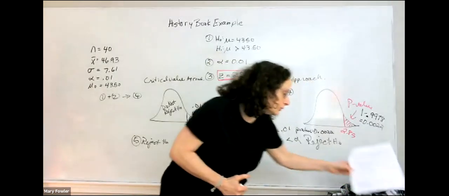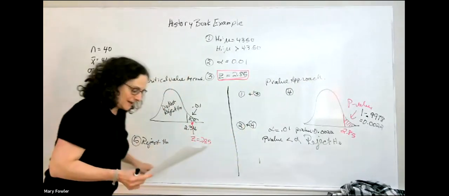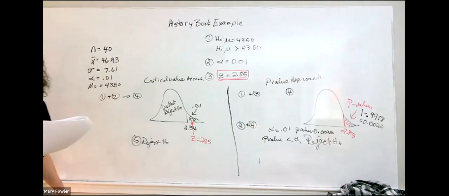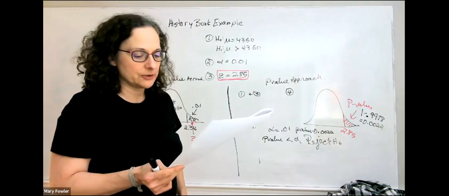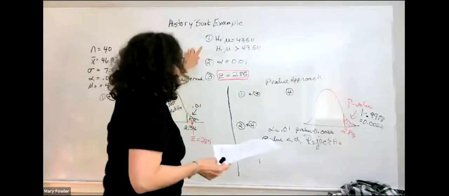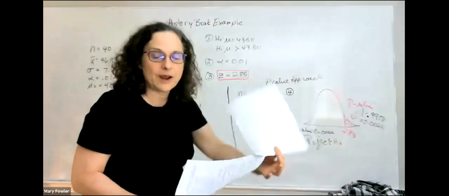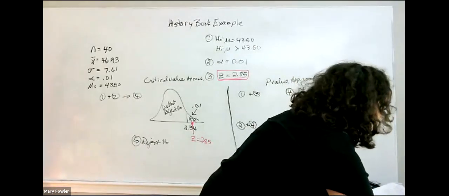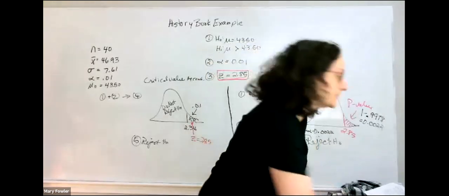And then the conclusion is the same for both approaches. The test at the 1% significance level, the data does provide sufficient evidence, because we did reject, to conclude the alternative hypothesis that the current year mean price of history books has increased. So that's it for this. I will see you in the next video.